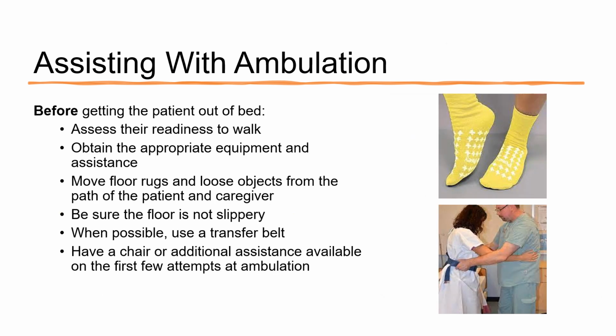We want to make sure that the patient is ready to get out of bed. So we want to assess their readiness to walk. Are they going to have the strength? Are they alert enough? Are they able to follow instructions? You want to make sure you get the appropriate equipment. Maybe you need the sliding board or the gait belt or maybe an assistive device like a cane, a walker. You want to move anything out of the way, and you want to use a transfer belt when possible, and have a chair on standby if it's the very first time, or maybe have somebody follow you with the chair as you walk the patient.